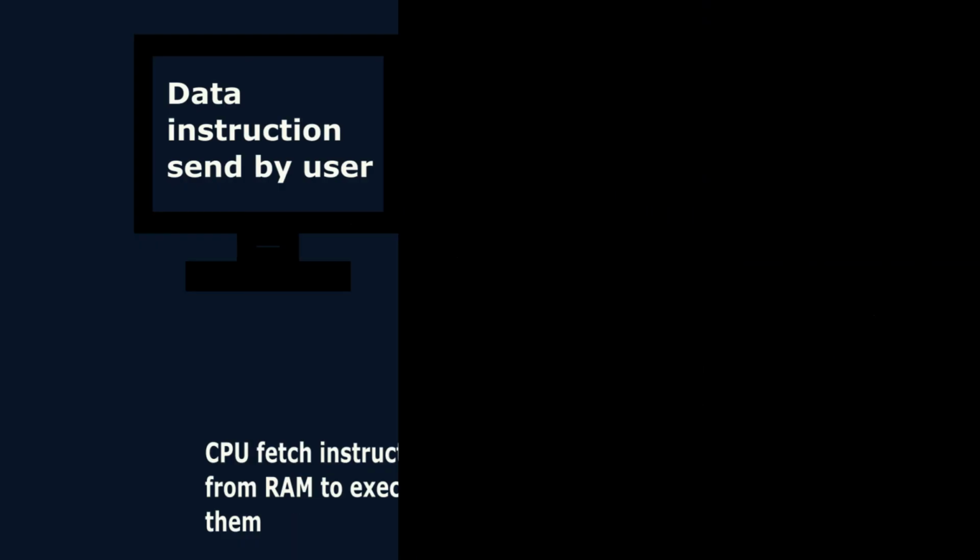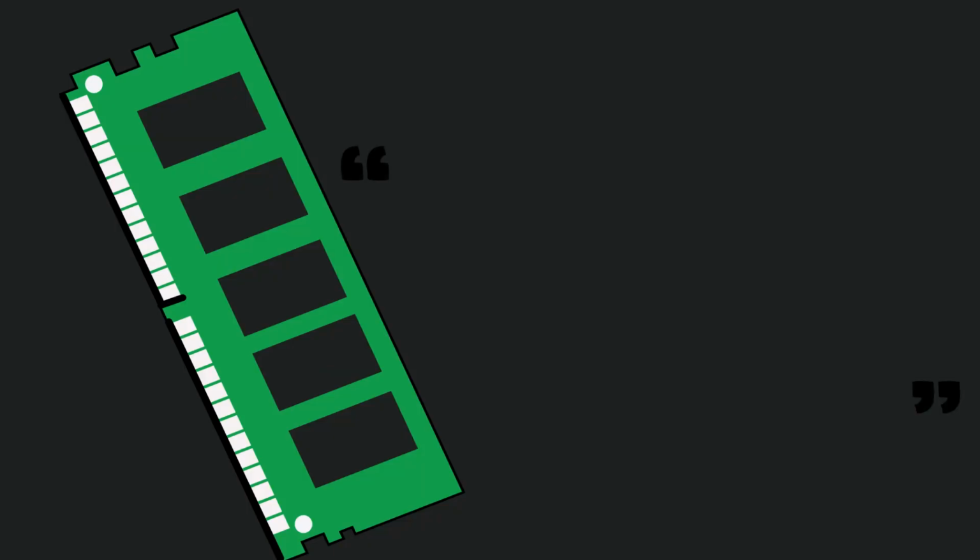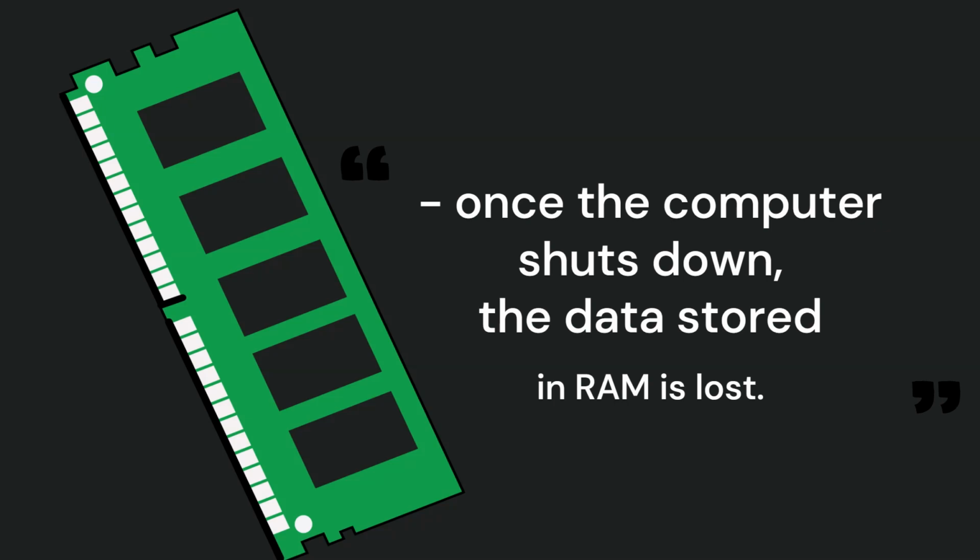our precious data. Whenever we send data or commands to our computers, they find a temporary home in the RAM. The CPU fetches this data from RAM to execute instructions. However, there's a problem. Once the computer shuts down, the data stored in RAM is lost.